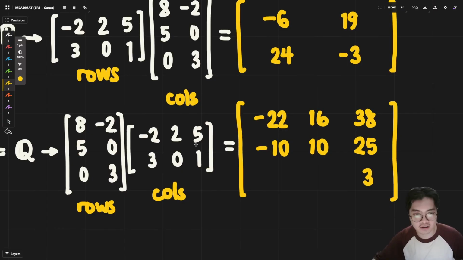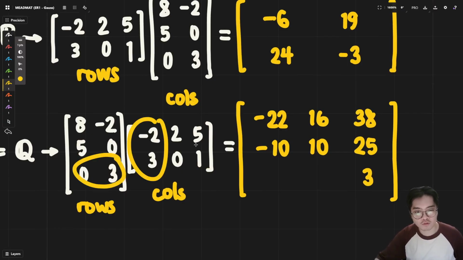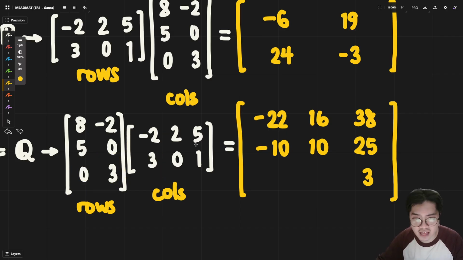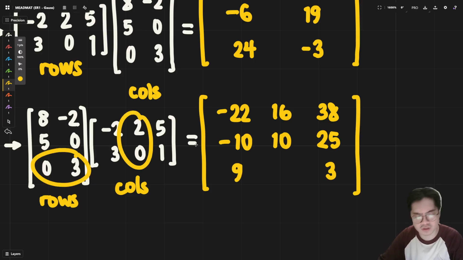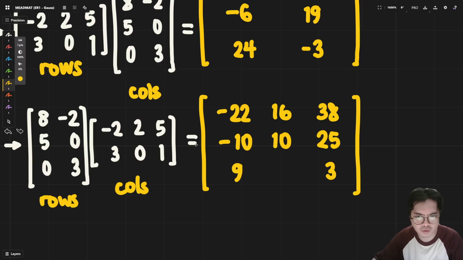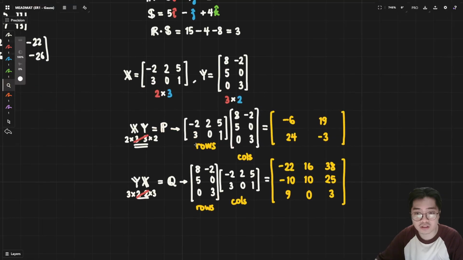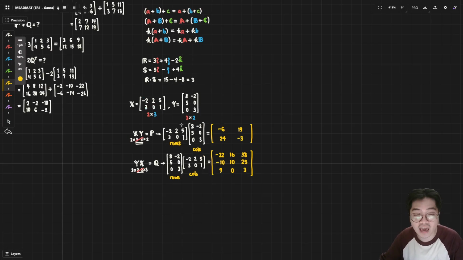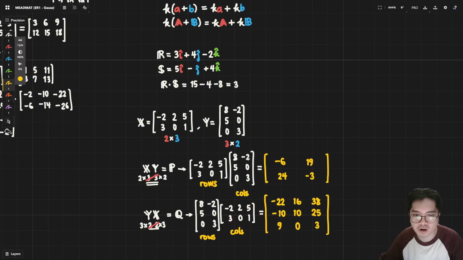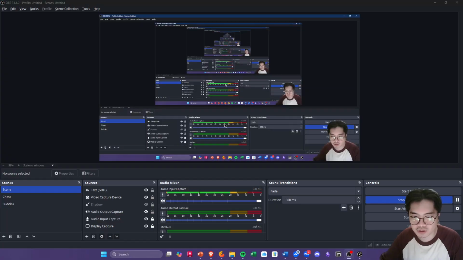And then we will have last row, first column. 0 times -2 is 0. 3 times 3 is 9, that means that will just be 9. This one and then this one. We will have 0 times 2 is 0. 3 times 0 is 0. So this will be 0. So as you can see in here, a wide range of difference, just because you switch the order from X times Y to Y times X. So we need to be extra careful when we're looking at matrix multiplications.